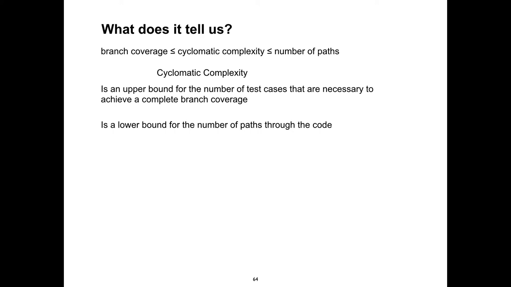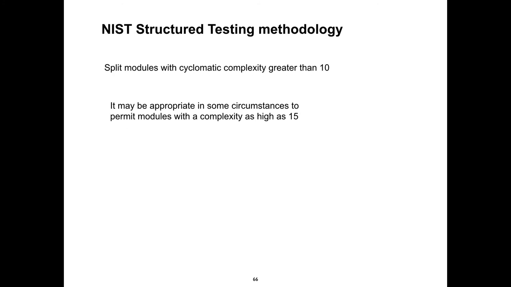Well, we have to talk about the McCabe index for functions or methods internally. So they're primarily interested in each method, how complex is each method. NIST, the National Institute of Standards and Technology, I forget what it stands for, has a recommendation that once your complexity gets greater than 10, then you want to think about breaking it into smaller pieces.